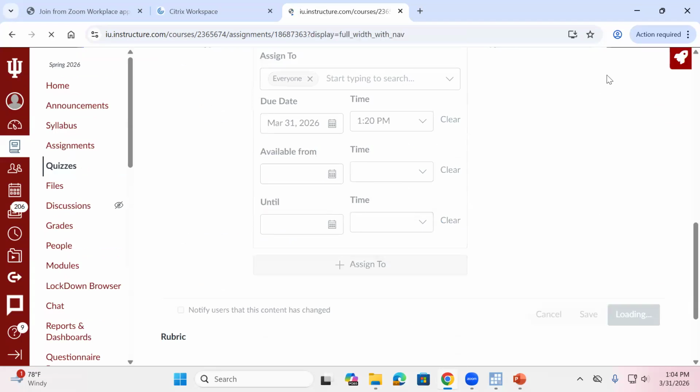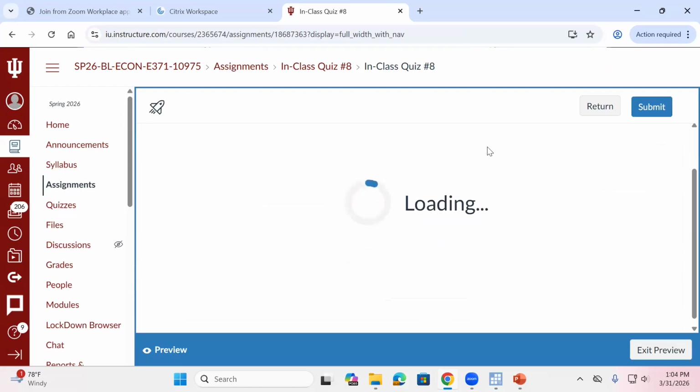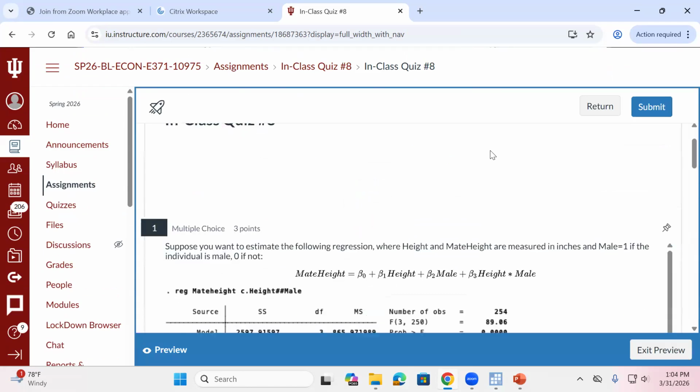So I'll go here. I won't show you these, but we'll work through these together. Just go to preview here so we can't see the answers. Okay, it's loading.